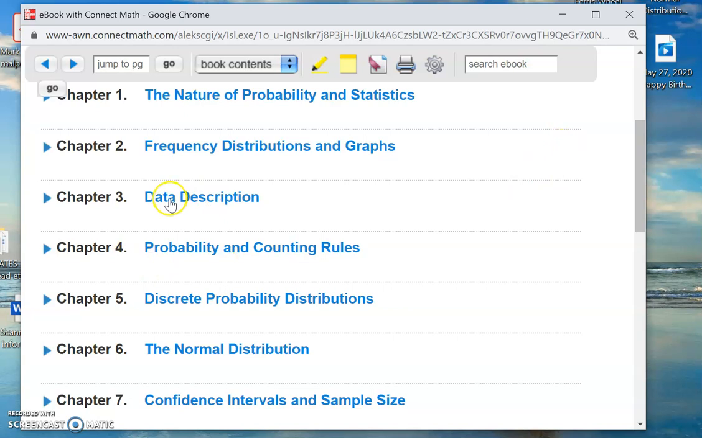Okay, I think I mentioned chapter 3, data description. Chapter 4, that's when we really start to get into the interesting stuff, in my opinion. That's probability. I'm sure you've heard that expression before, but we're going to make it a more mathematical discussion about what we mean by probability.